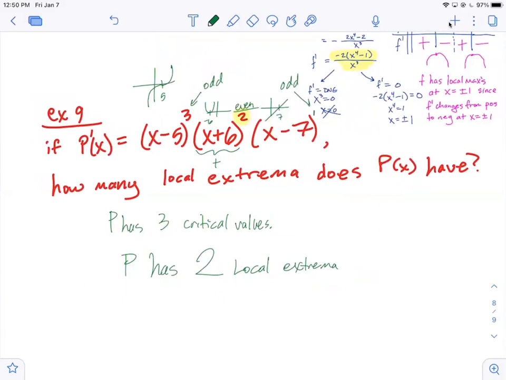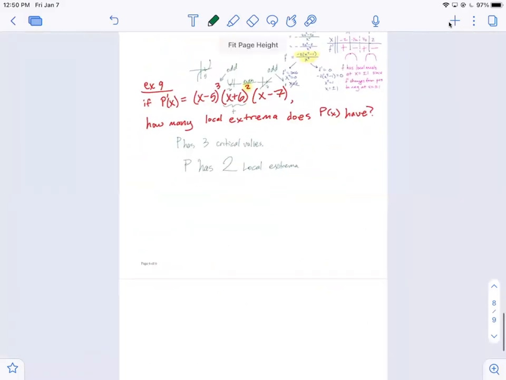Very similar to what we did the other day when we graphed it, and you saw it crossing and bouncing and crossing again. That one had symmetry. This one doesn't have symmetry because we have a cubic and a linear, and the roots are not symmetrical, but it's the same idea. Okay, so we're going to start 3.4 on Monday.